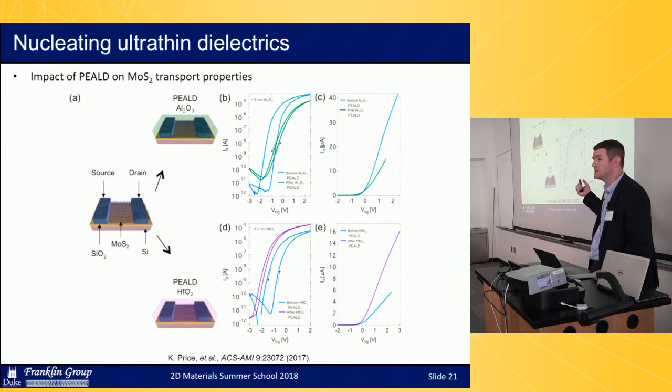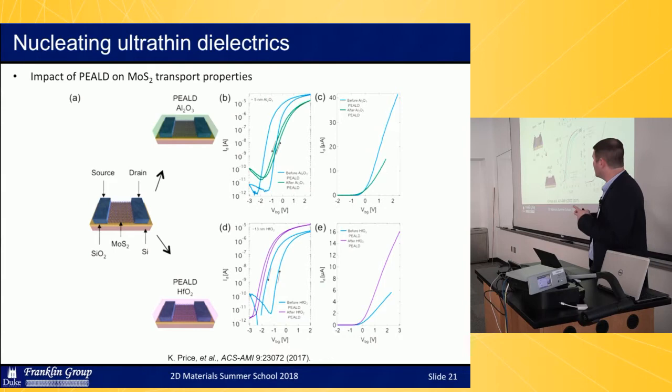But, as was not expected, in the hafnium oxide case, you don't see that same trend. In the before case, which is the blue curve here, versus the after case, which is the purple curve, you see an actual enhancement, both in off-state behavior with respect to a reduced hysteresis, and with respect to the on-state current in the operation of the device.